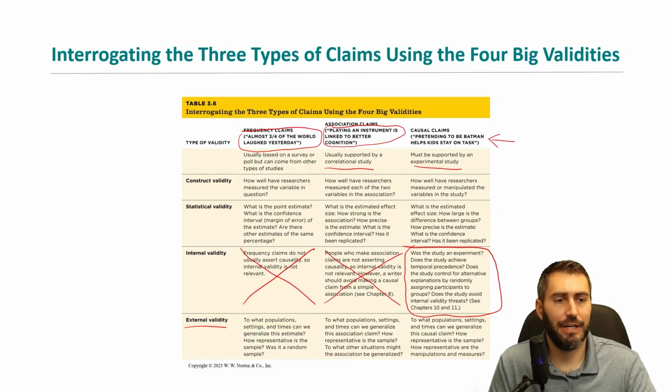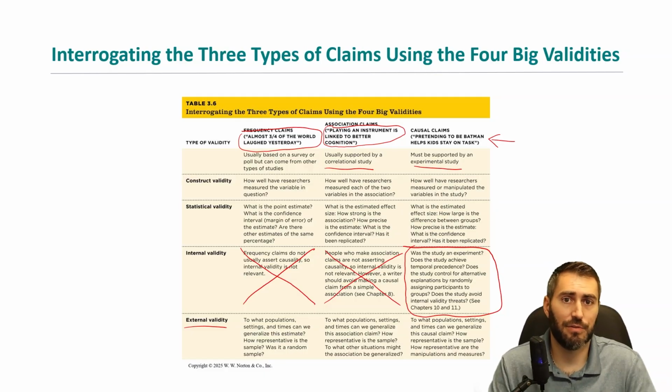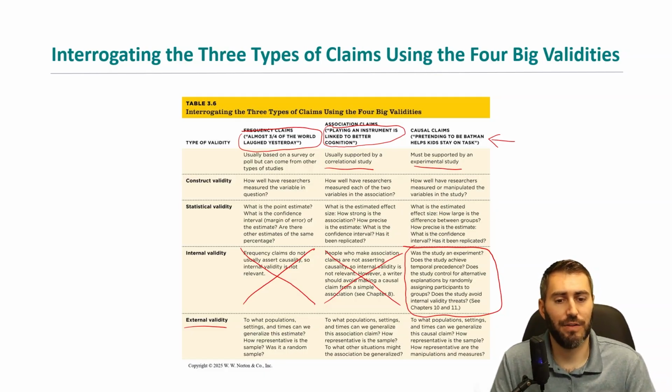And then external validity, same idea. Does this apply to all children or just the children in our sample? Does it maybe apply to adults or other groups of people as well? And so external validity, again, is how well that extends beyond the people in your actual study.